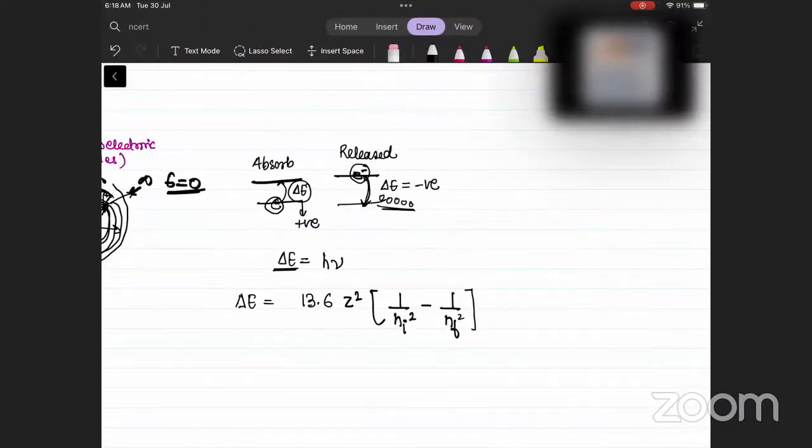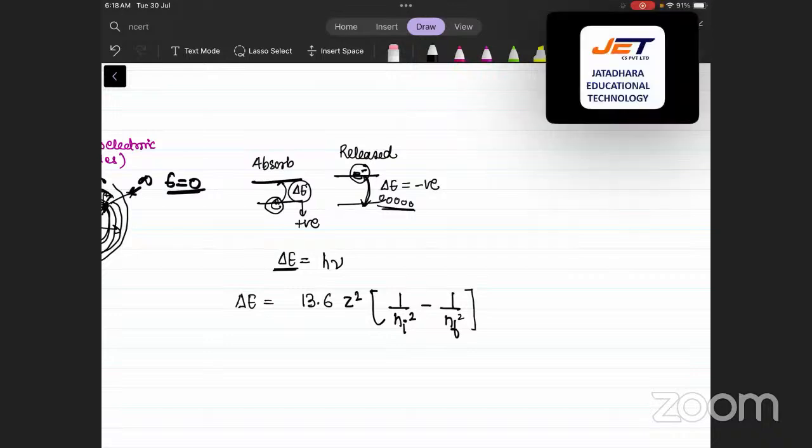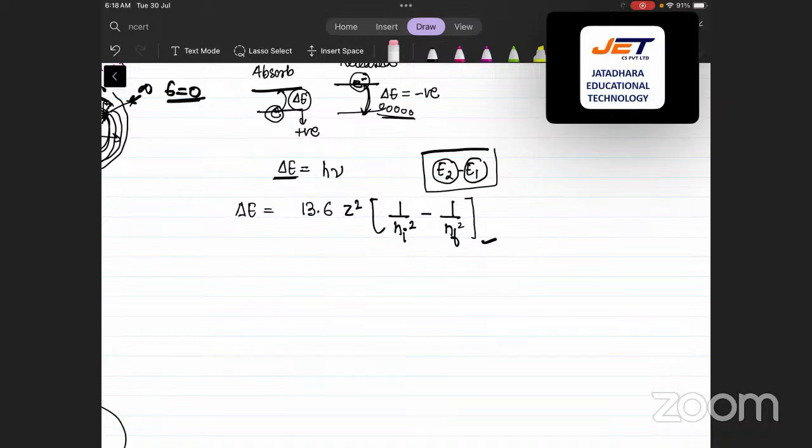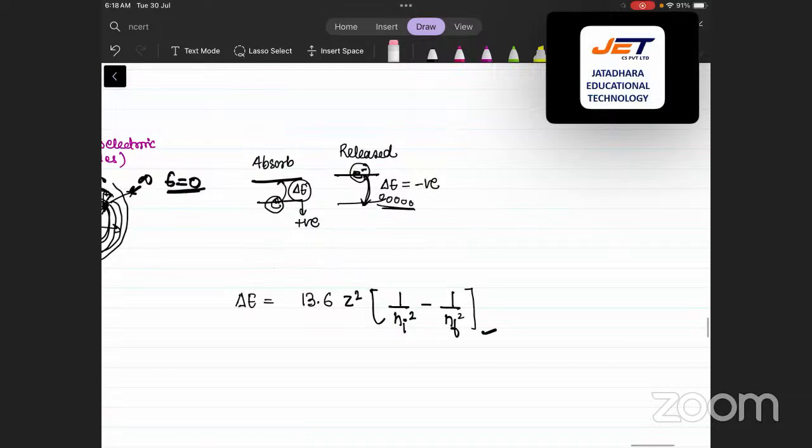So now what you can do is use this formula, or else delta E we know is E2 minus E1. So whatever level you are going to and the level you are going from, you have to put those energies. So let's write it very neatly. From here you can write delta E as this.